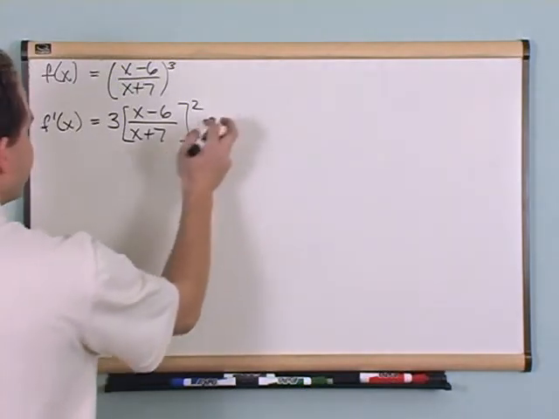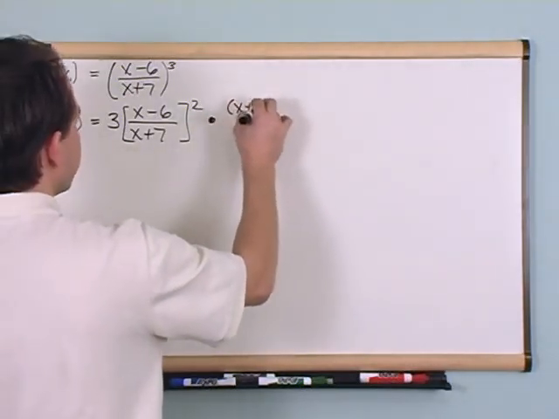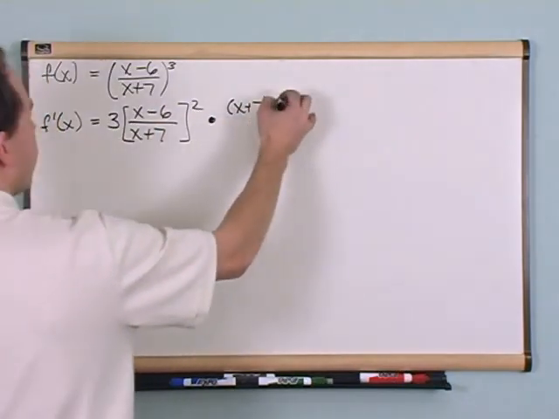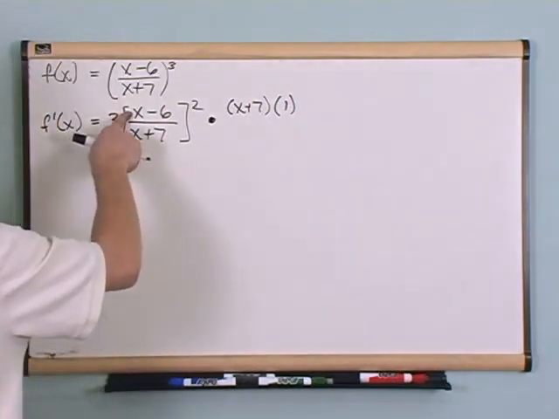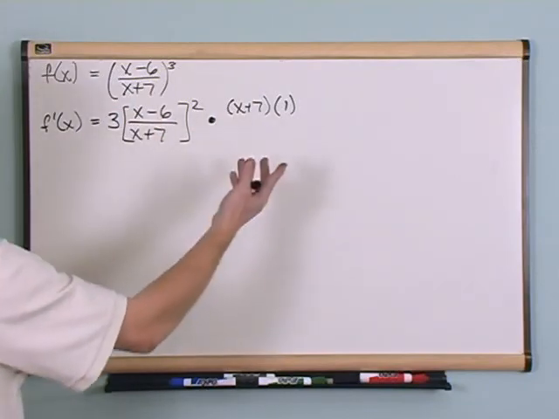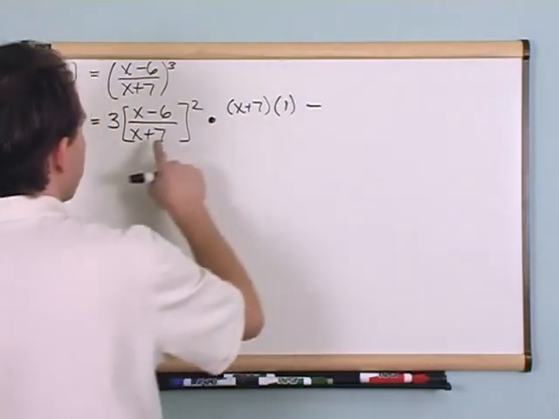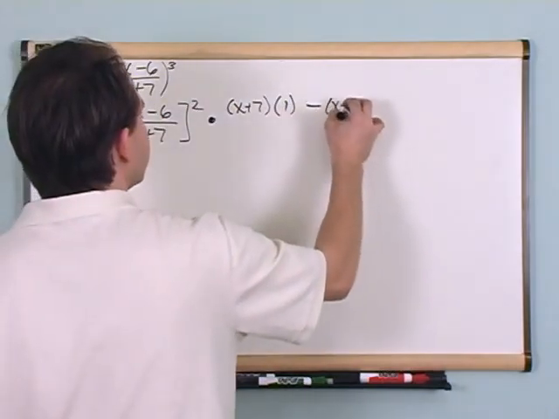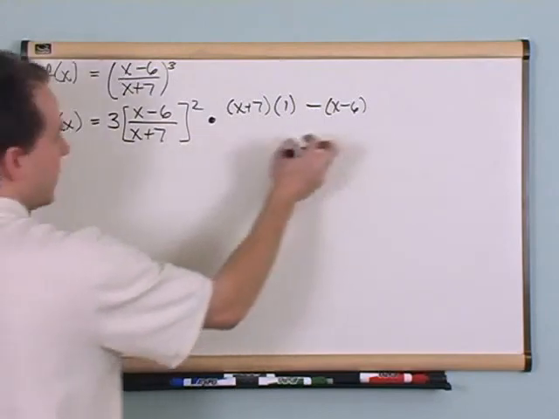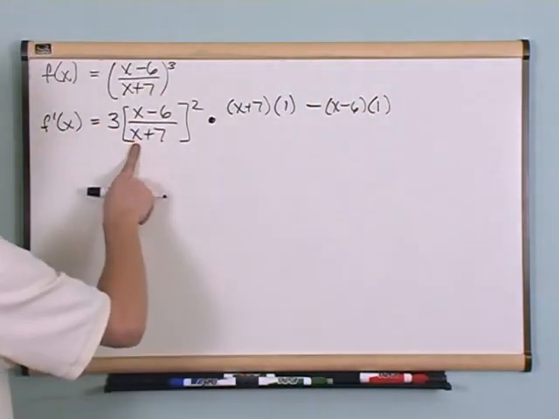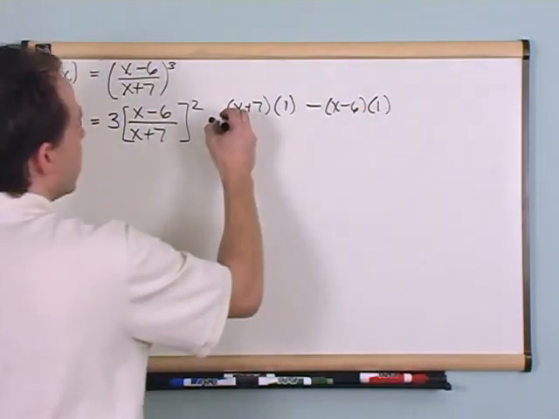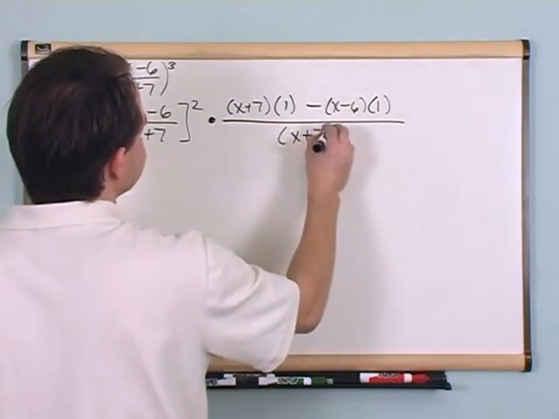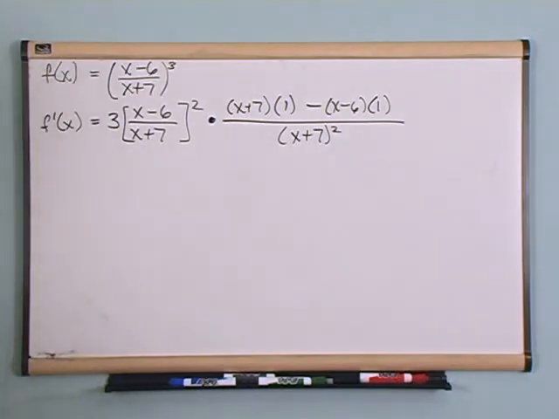How do I do that? It's the bottom, x plus 7, times the derivative of the top. Derivative of the top in this case is just 1, because the derivative of x is 1. The derivative of minus 6 is just 0, because that's a constant. So bottom times the derivative of the top minus the top, which is x minus 6, times the derivative of the bottom, again, that's just 1. Derivative of x is 1. Derivative of 7 is 0. All over bottom squared. x plus 7 squared.